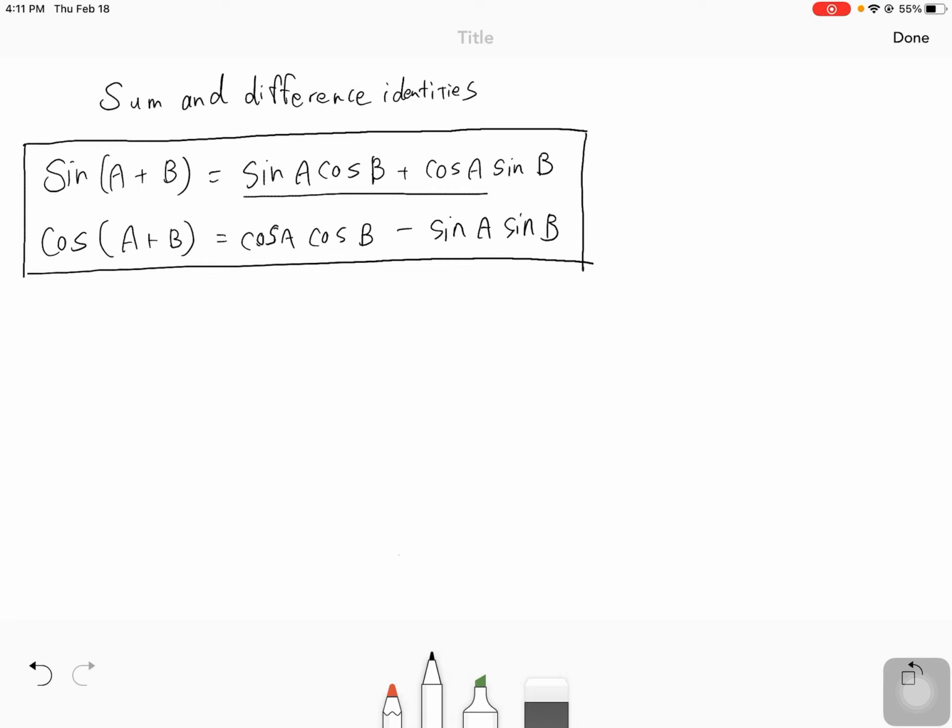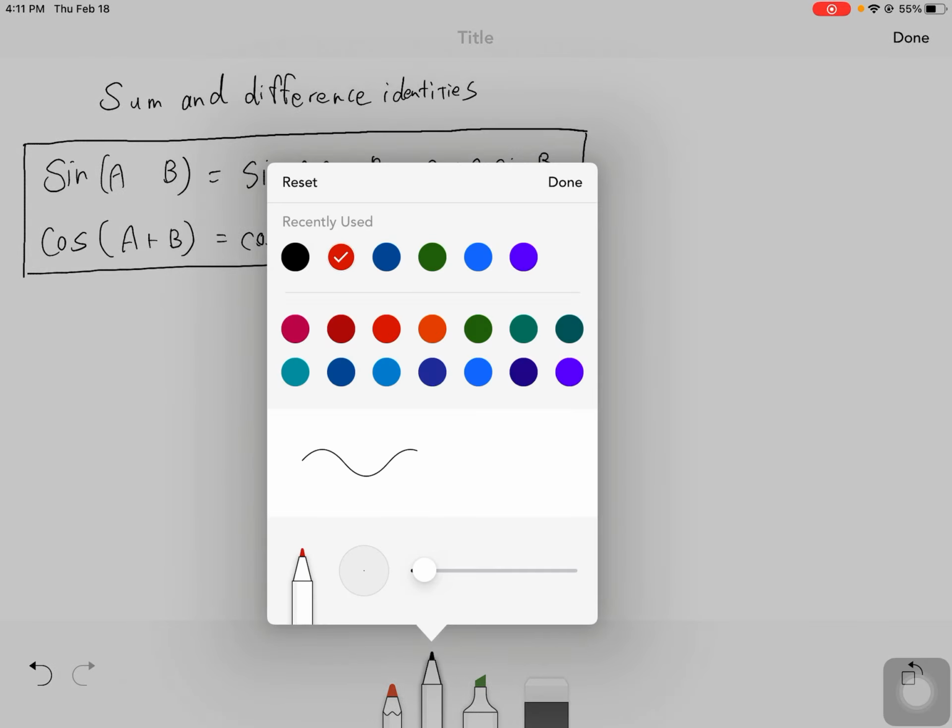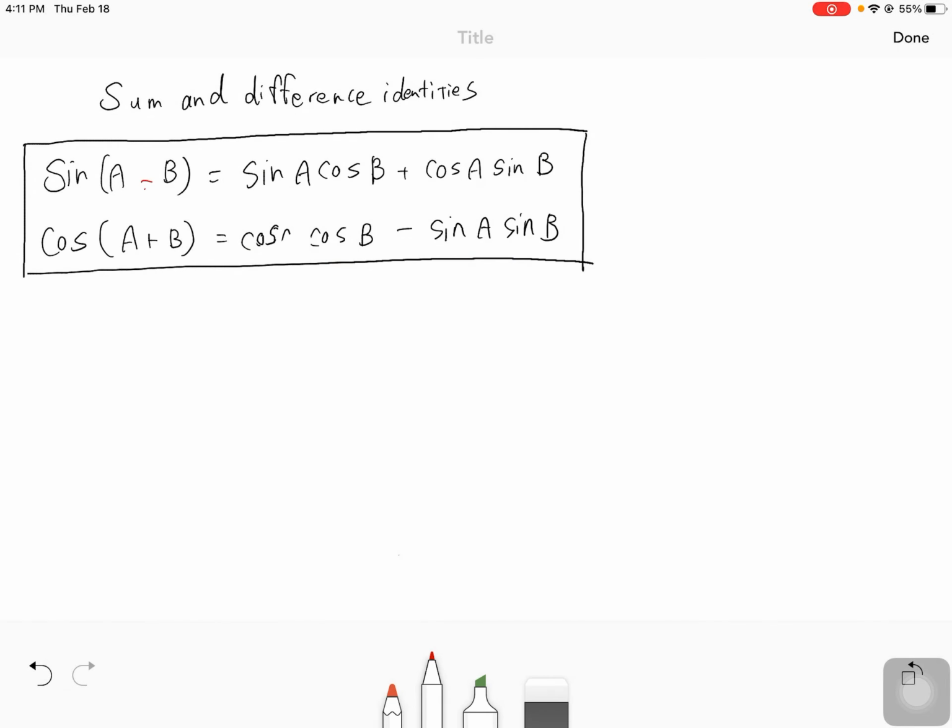It's like sine, cosine, cosine, sine. And also these signs correspond in the case of sine. So if this value is negative, I mean sine(A − B), this one is also going to be negative.